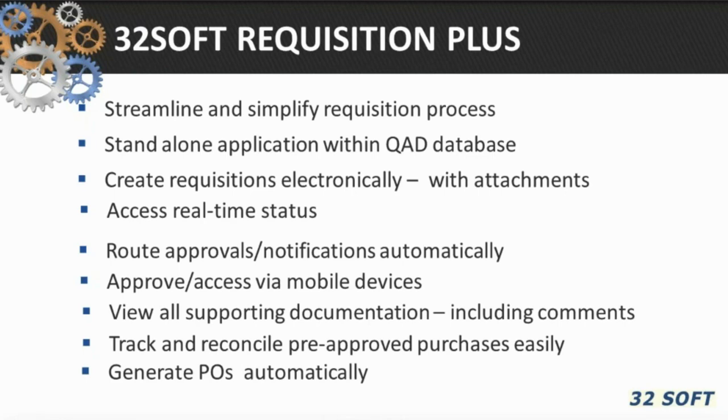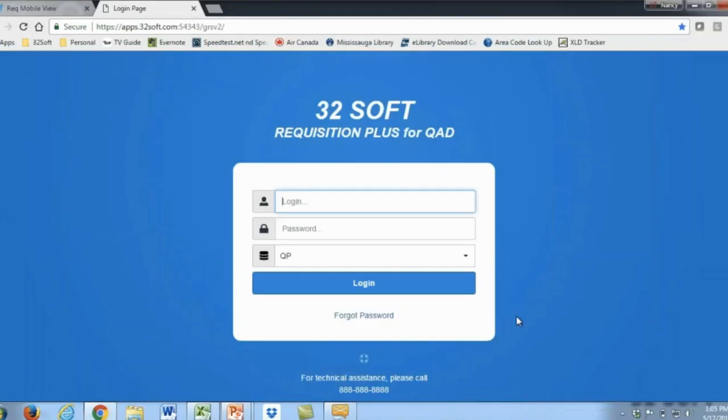And we'll go through one of the features in the application where you can track and reconcile pre-approved purchases. So if you just need a requisition, but you don't necessarily need a purchase order after that, these are great for P-card orders, and then it allows you to generate POs automatically. And we've added a new feature to the newest version of Requisition Plus for batch approvals, which I will show you. So with that, let's go into the application.